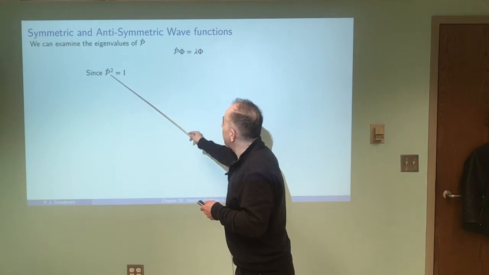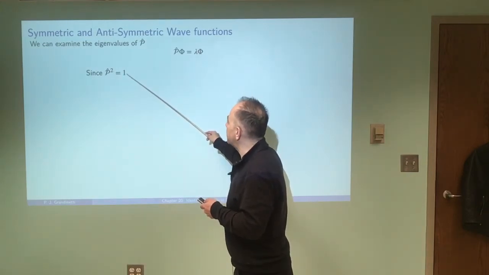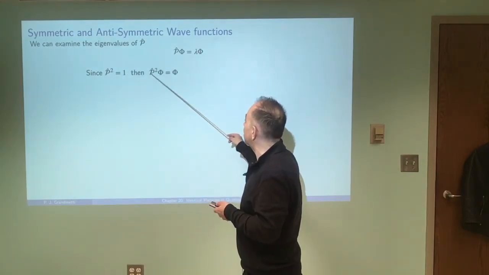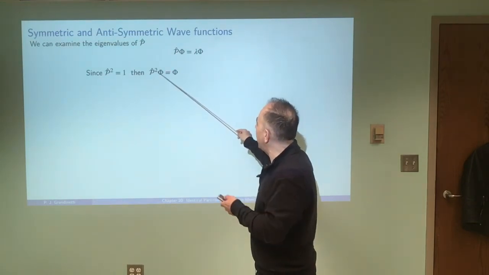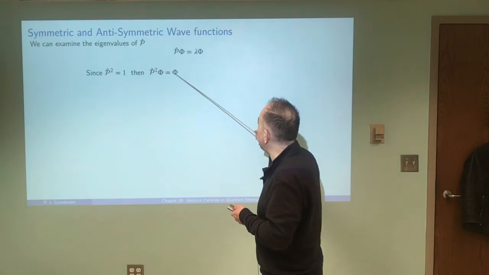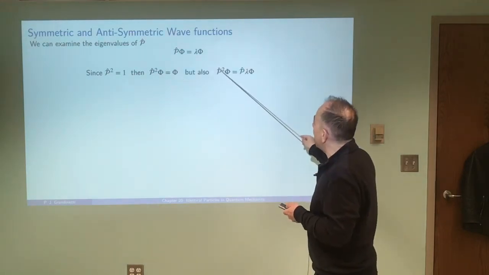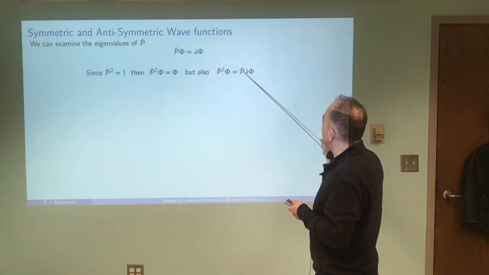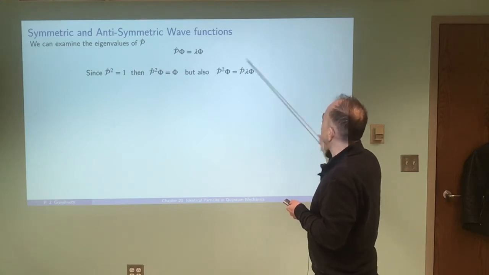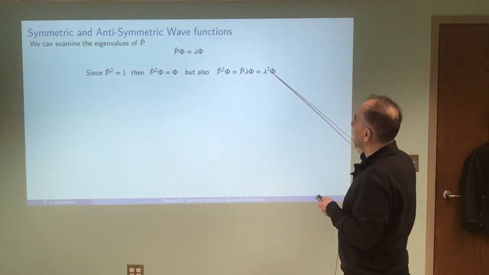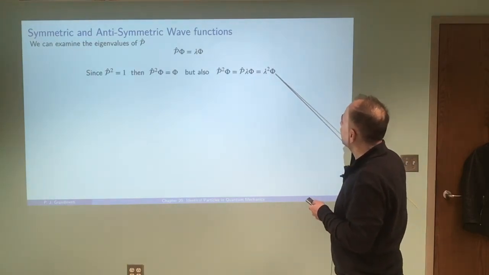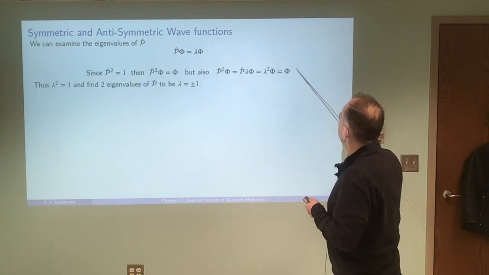Then we know that P applied twice has to get you back to 1, the identity operator. So P squared, P applied twice, gets you back to the same function. So I can take that operation and do it in steps. The first step gives me lambda times the wave function. The second step gives me lambda again times the wave function. So now we see that lambda squared has to be equal to 1.